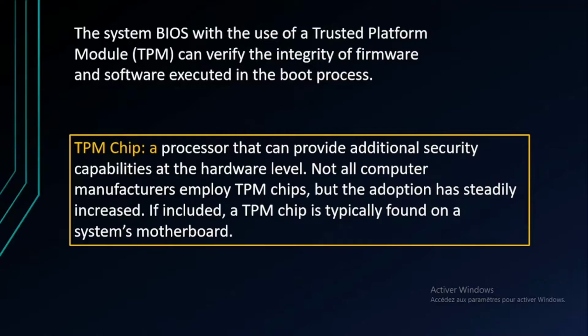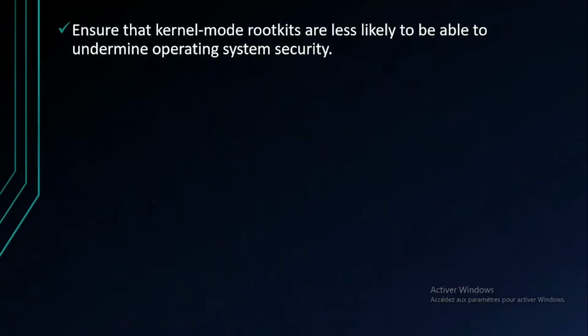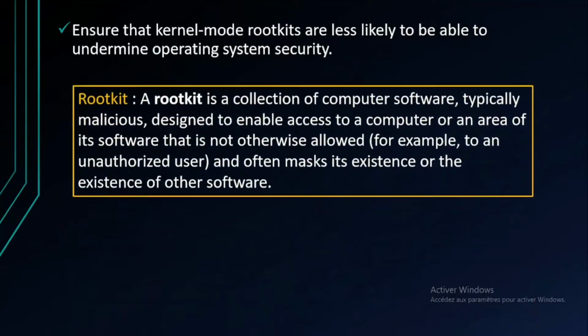Not all computer manufacturers employ TPM chips, but the adoption has steadily increased. If included, a TPM chip is typically found on a system motherboard. The TPM ensures that kernel mode rootkits are less likely to be able to undermine operating system security. A rootkit is a collection of computer software, typically malicious, designed to enable access to a computer or an area of its software that is not otherwise allowed, for example, to an unauthorized user, and often masks its existence or the existence of other software.